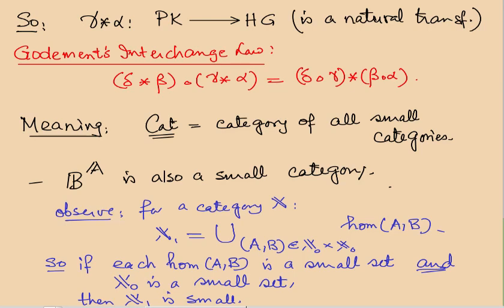So what do I do? To show that a category is small, the first thing is let me see the set of objects. I see it's a small set. Now let me see each Hom, whether it's small or not. Yes, I see each Hom set is small and the number of objects is small, so the category has to be small. Okay? So that is my strategy. Now let's come back. So B and A are small categories.